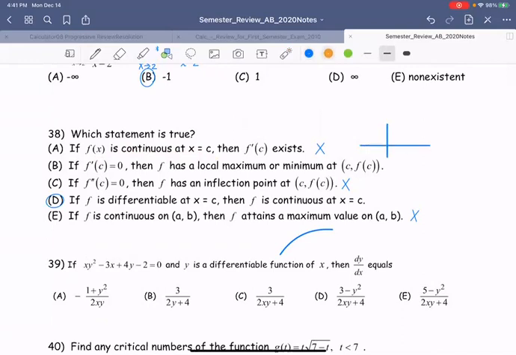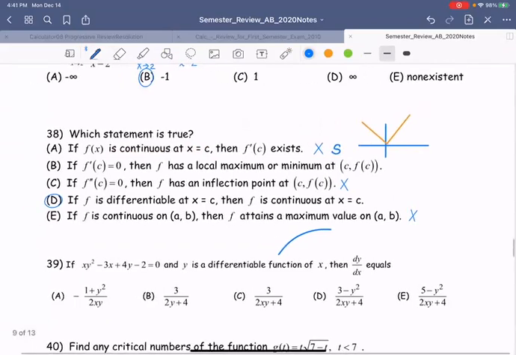I make an absolute value function. This is continuous, yes. Does the derivative exist there? No. This is negative, this is positive. This one will be wrong, okay? So that's never. No, this is sometimes. Oh my gosh, this is sometimes.